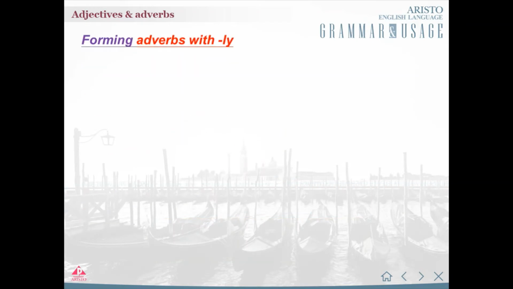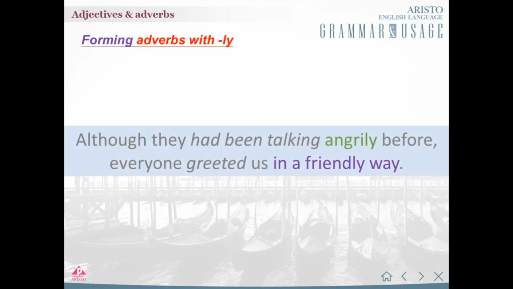How do we form adverbs? We usually form adverbs by adding an ly to the end of an adjective. Let's take a look at an example. In the first line of this sentence, the verb had been talking is modified by the adverb angrily. The adverb angrily is formed by adding an ly ending to the adjective angry.